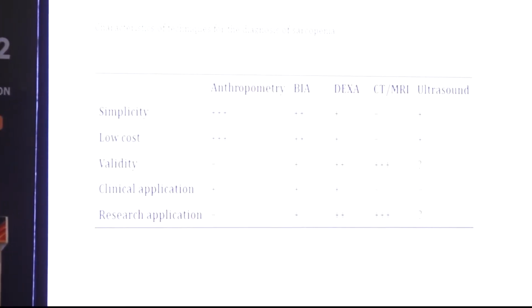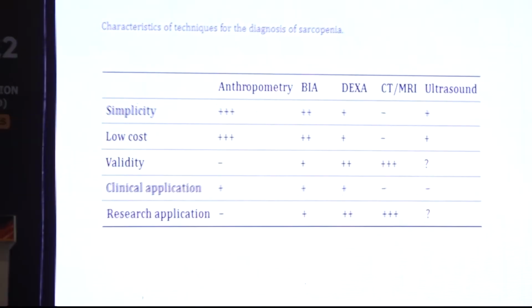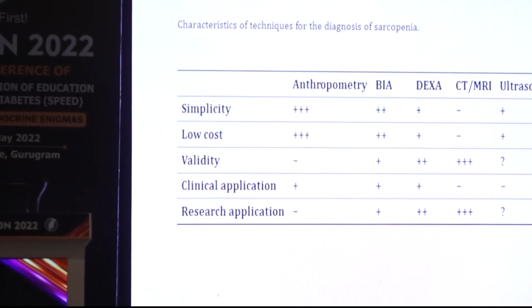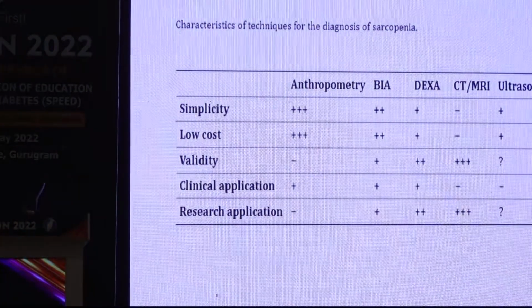So how do we measure sarcopenia, how do we look for it? Visual assessment is one way, but we may miss many of the Indian people. Asians will have more fat mass, and the lean muscle mass will be less.